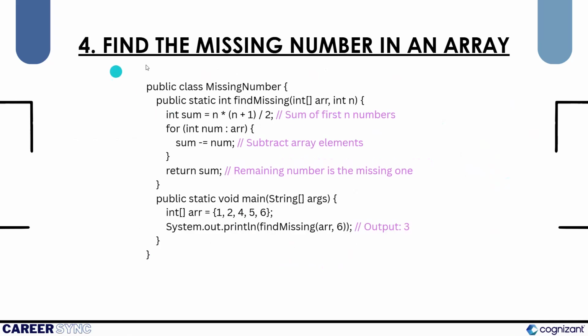Now the next question is find the missing number in an array. To find the missing number, use the sum formula n times (n plus 1) divided by 2. First, calculate the expected sum and subtract all the array elements from this total. The remaining value will be the missing number.